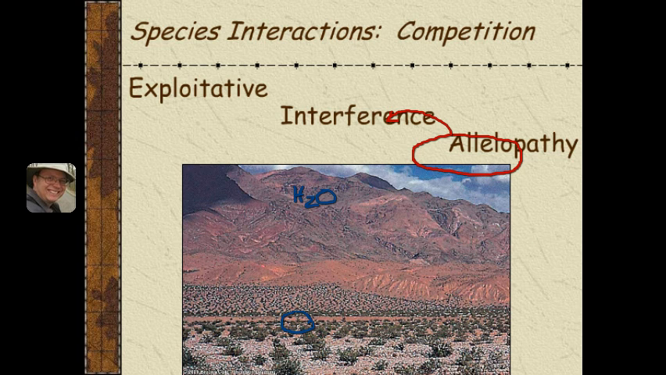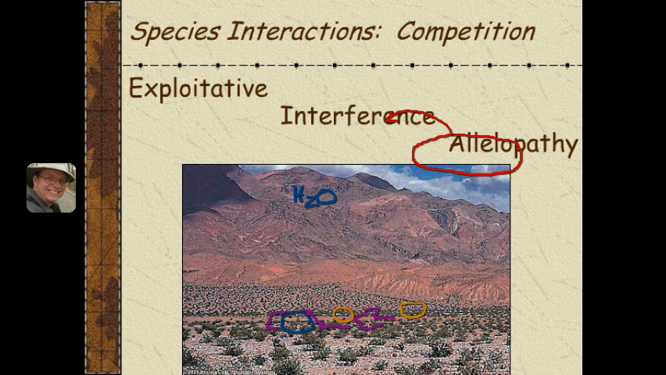In this photograph, you can see that we have a plant here, and plants here, and a plant here. And between these plants, there's a lot of space. There's open space between these plants. Well, these plants are called sagebrush, and that open space is caused by allelopathy.